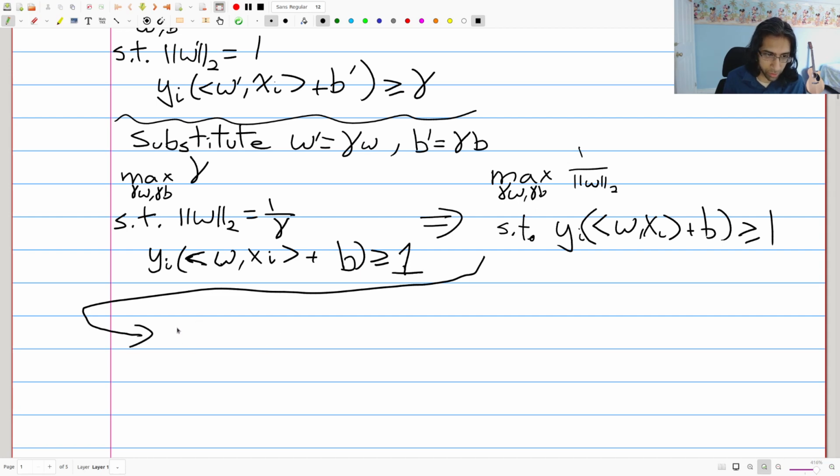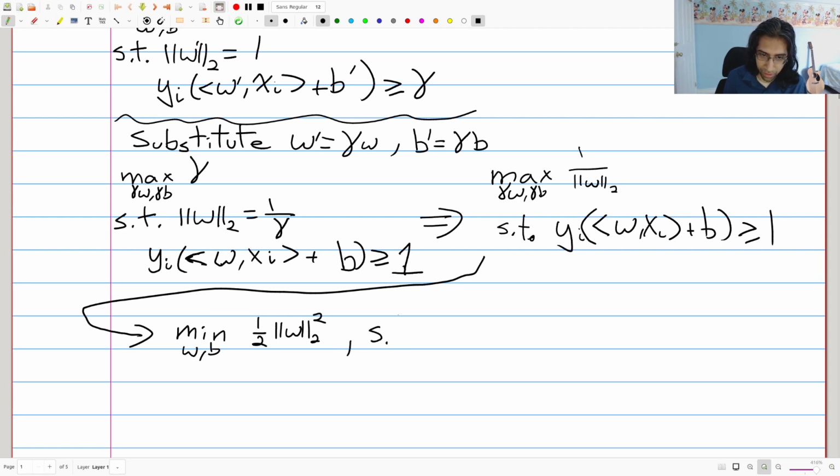We're now writing the final SVM problem, which is: minimize over all w and b, 1/2 of the L2 norm of w squared. Again, since it's a monotone function, this doesn't make any difference, but this is often a more convenient representation.